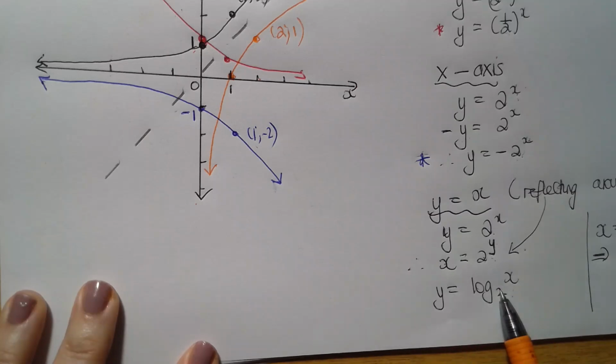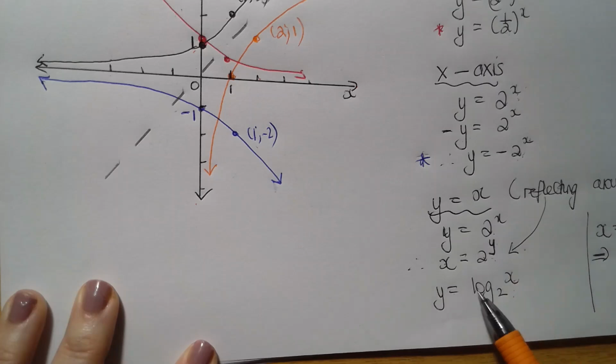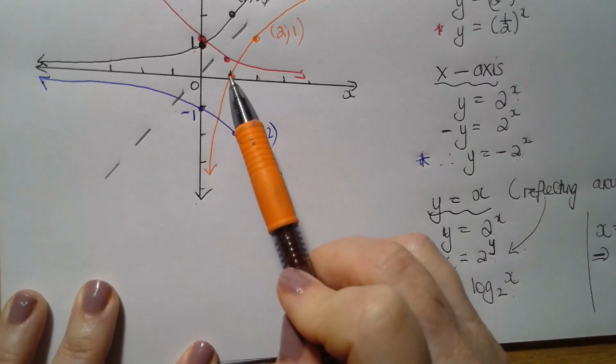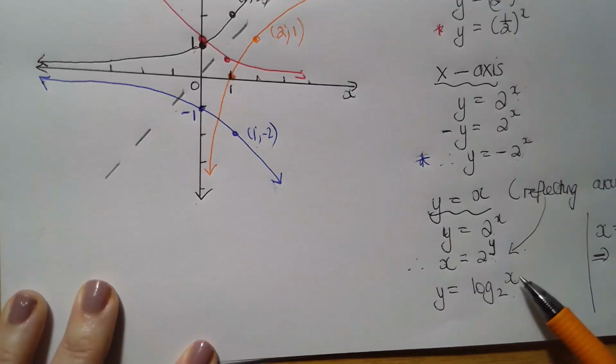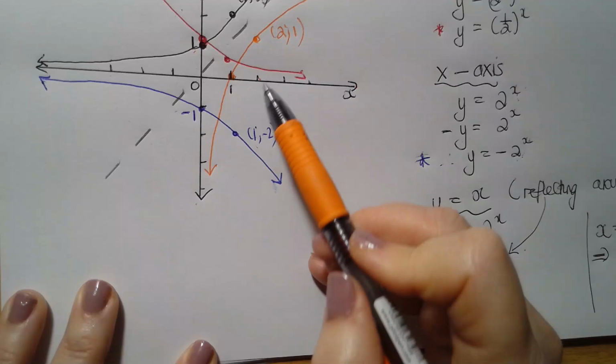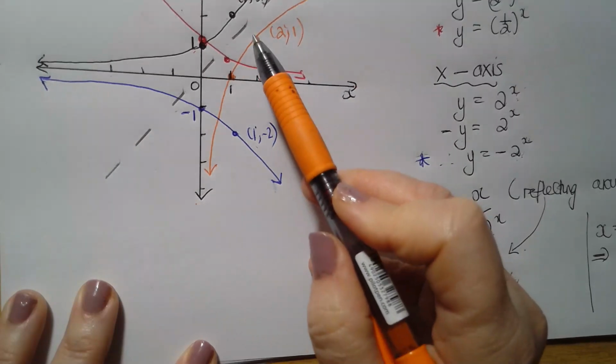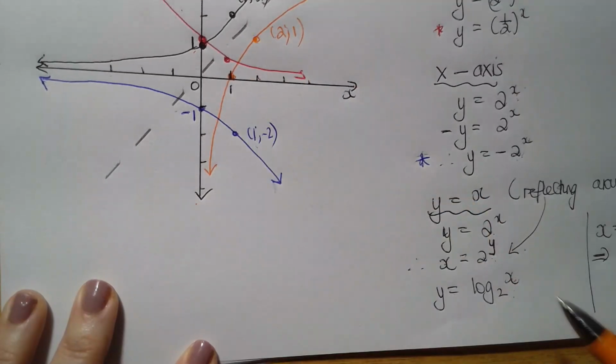And if you were to use your calculator and make x equal to 1, you would find that when x is 1, the log of 1 to any base is 0. And if you made x equal to 2, the log of 2 to the base 2 would be equal to 1. So if x was 2, y would be 1.